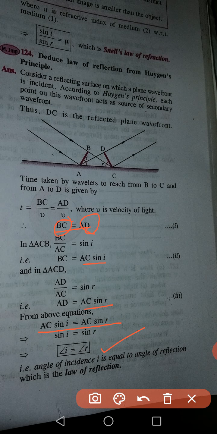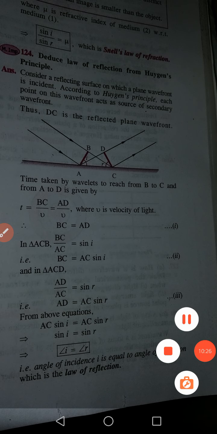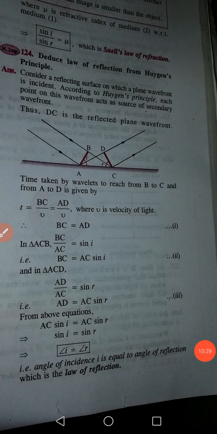I hope this much is clear. In the next video we'll discuss the law of refraction using Huygens principle.